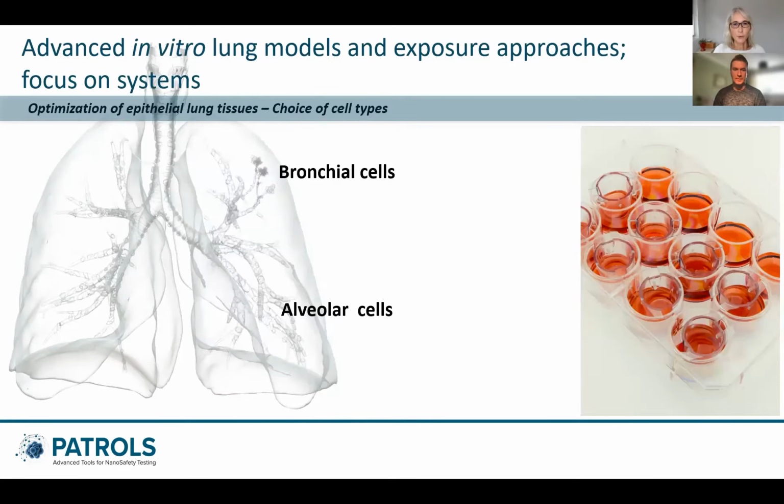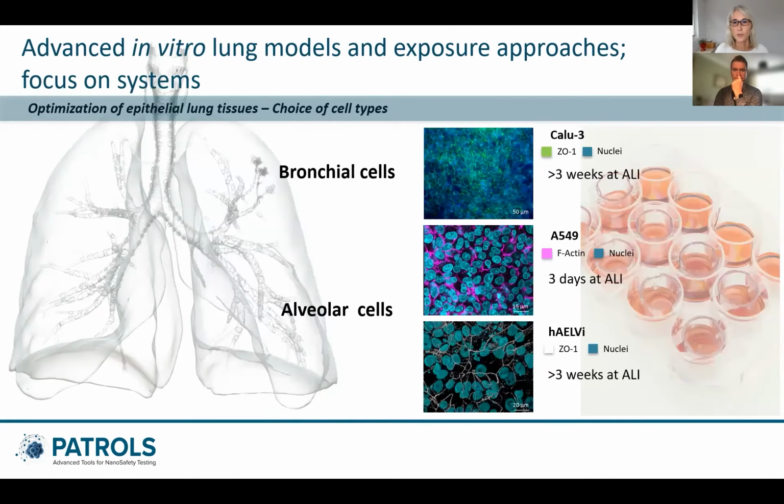At the beginning of PETROS, we started to compare different bronchial and alveolar cells, mostly focused on cell lines. We cultured them in these transwell systems, which enabled us to expose the cells at the air-liquid interface. I give you some examples of cells that we started to compare: Calu-3 cells, A549, and other cells. The focus of this work was really to check how stable the cells are at the air-liquid interface, because this is really a prerequisite if you work with lung cell cultures.